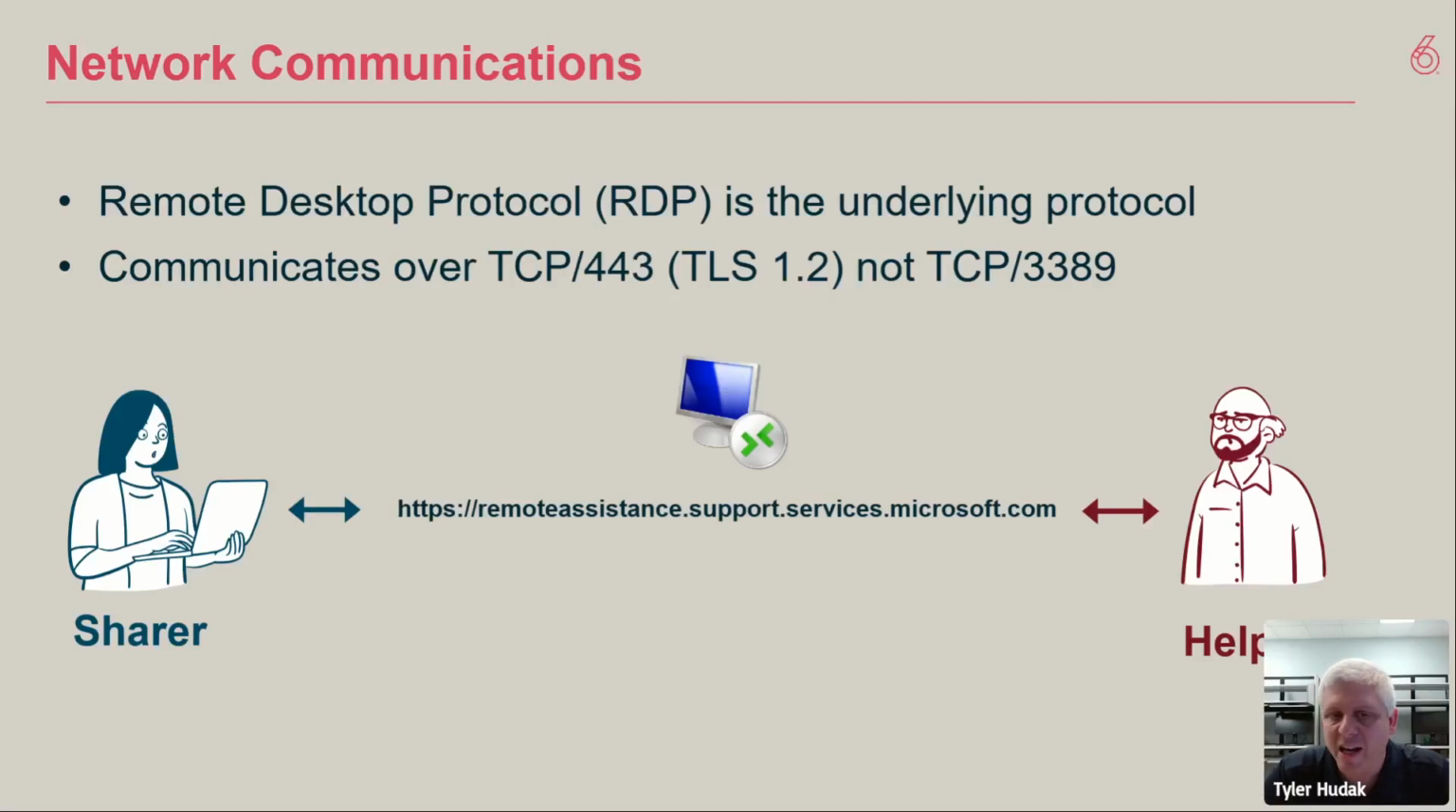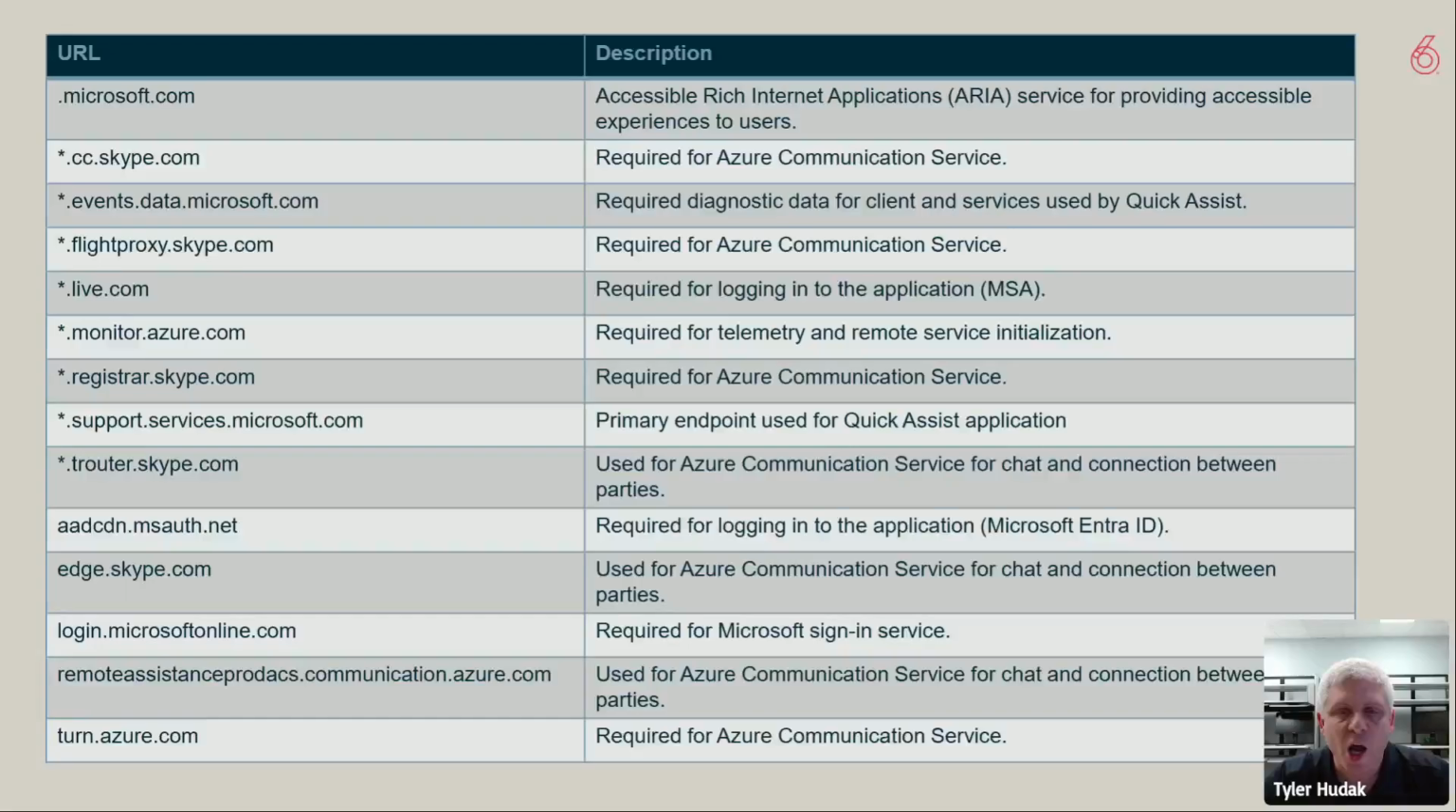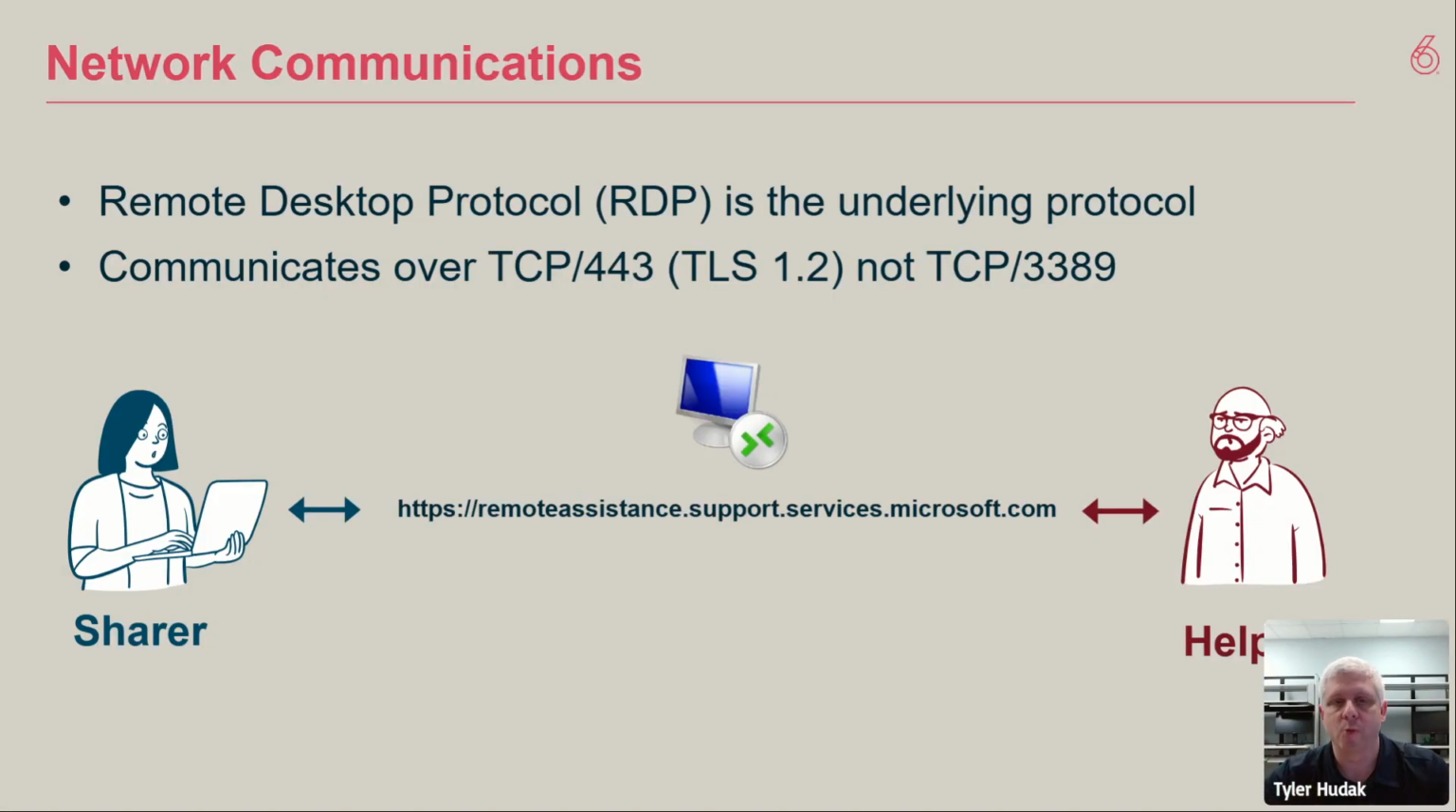The main server that is accessed through a Quick Assist session is remoteassistance.support.services.microsoft.com. Everything, for the most part, goes through that server or that service. Now, of course, that's not the only website or server that connections go through. This list right here was taken from the Quick Assist MSDN page and shows all of the different other services and servers and domains that a Quick Assist session might access. However, the main one that you really need to worry about is this one, the Remote Assistance Microsoft site.